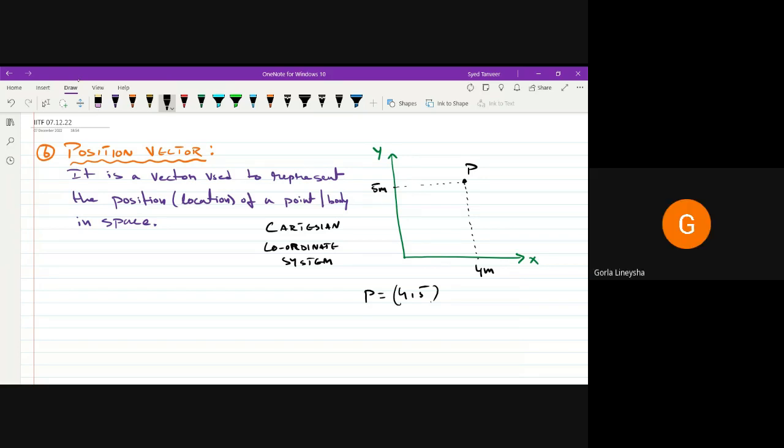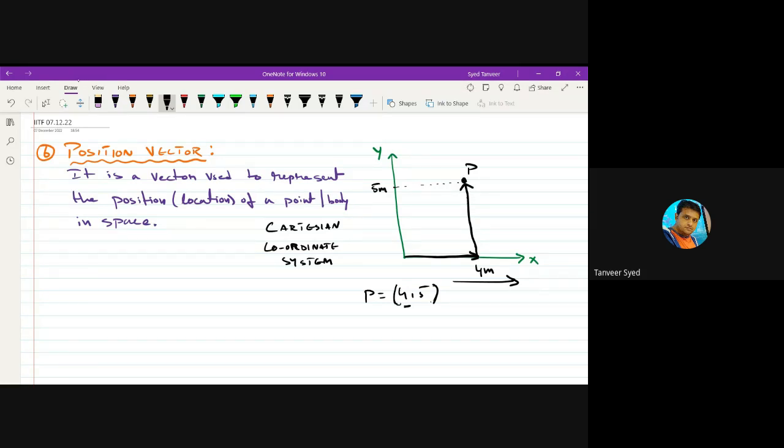Sir, X and Y are perpendicular to each other. Yes. So this 4 and 5 tell you that you should go 4 meters along X direction. From there, you should go 5 meters along Y direction. Then you will reach this point. It's just like giving directions.